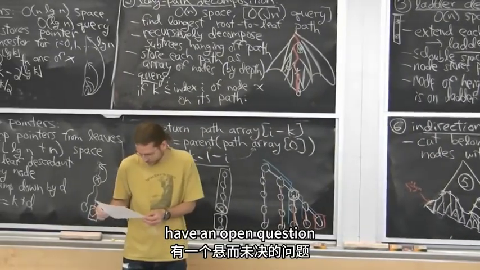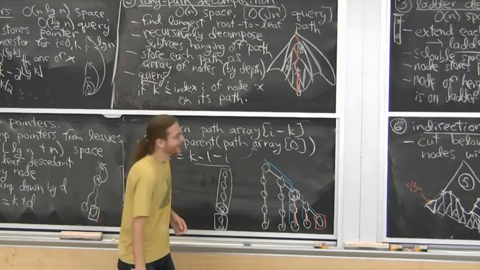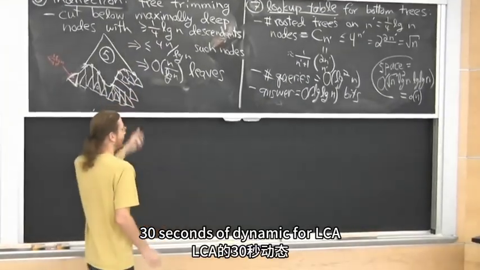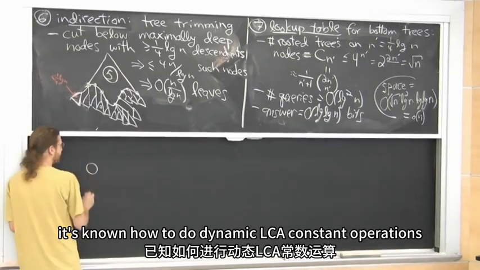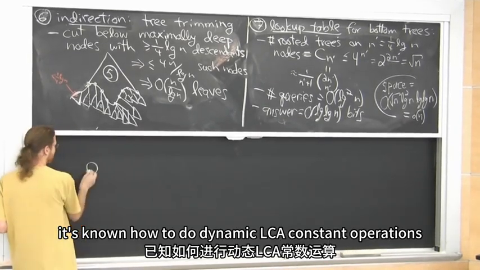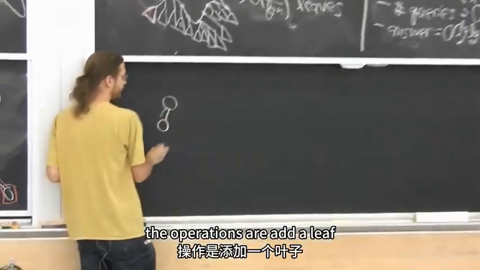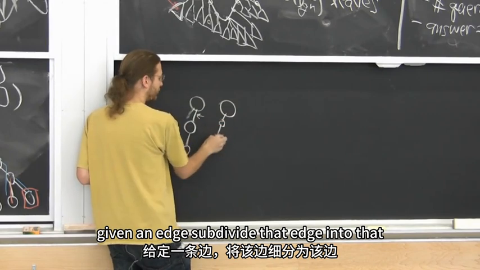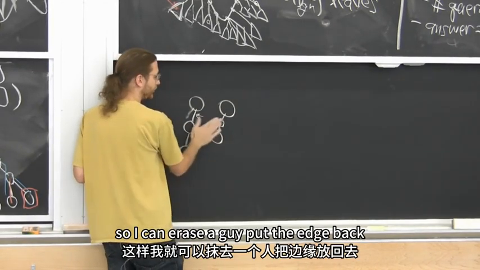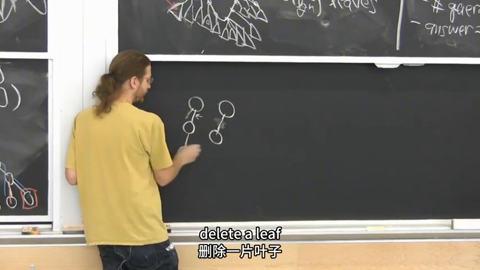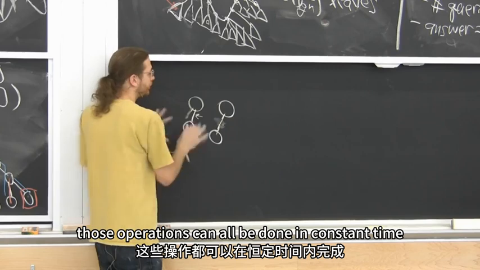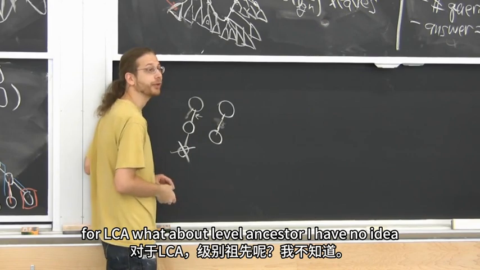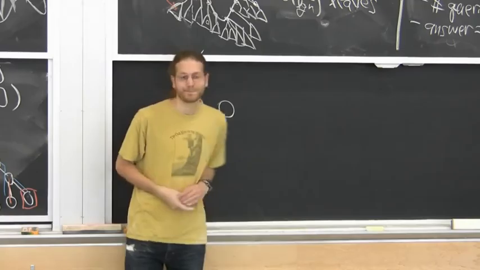I have an open question. Maybe. I think it's open. What if you wanted to do dynamic? 30 seconds of dynamic. For LCA, it's known how to do dynamic LCA with constant operations. The operations are add a leaf. You can add another leaf. Given an edge, subdivide that edge, and also the reverse. So I can erase a node, put the edge back, delete a leaf, those sorts of things. Those operations can all be done in constant time for LCA. What about level ancestor? I have no idea. Maybe we'll work on it today. That's it.